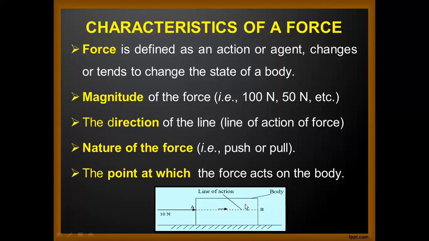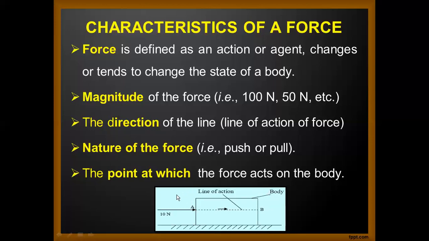So a compressive force is the force which acts towards the body. Here you see the force acting towards the body is called a compressive force. In the same way, a tensile force is the force which acts away from the body. If the force is acting away from the body, it is called a tensile force. So we have to mention the nature of the force and the point at which the force acts on a body, at what point the force is acting. That also we have to mention.